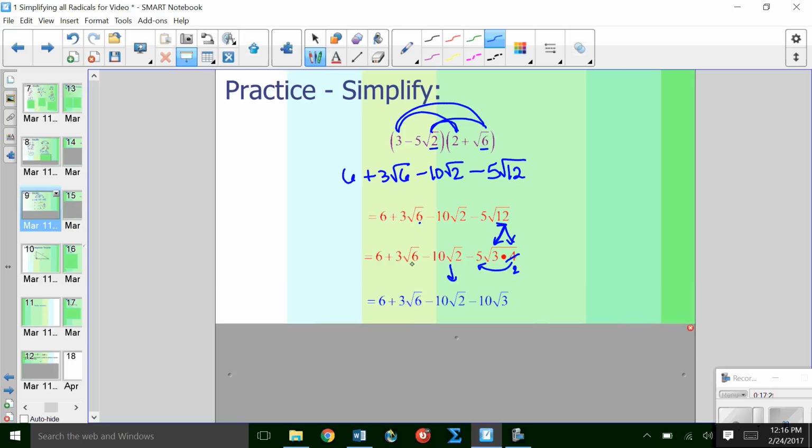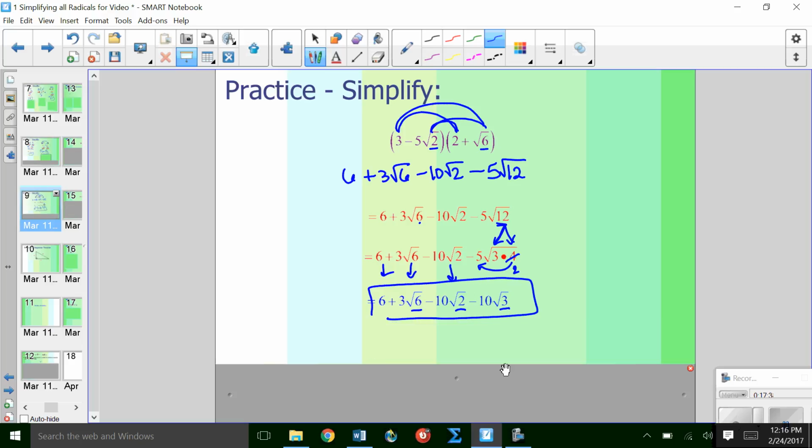None of the others simplify, so we just continue to bring them down, and that's as far as we can go. If any of these had the same radicand, then we would combine, but in this case they don't, so we're finished.